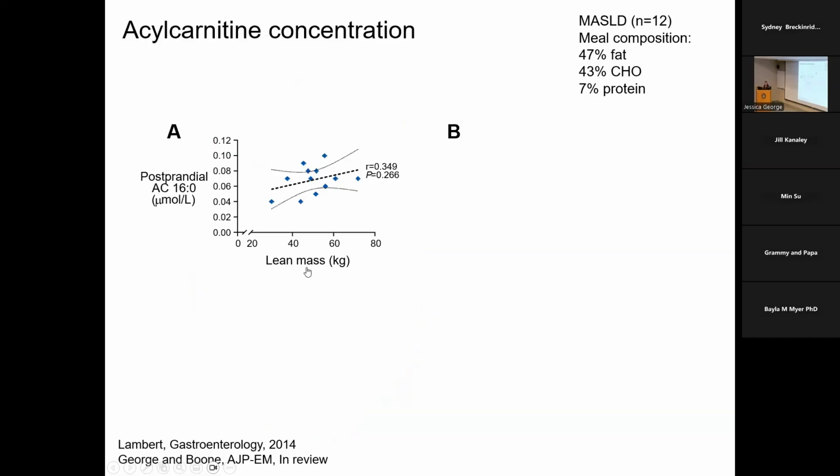So here we have lean mass in kilograms on the x-axis and postprandial acylcarnitine palmitate concentrations on the y. Acylcarnitine 16:0, or palmitate, represents fatty acids that entered the mitochondria, did not undergo beta oxidation, and cycled back into the plasma. We found a non-significant relationship between lean mass and plasma acylcarnitine concentrations.